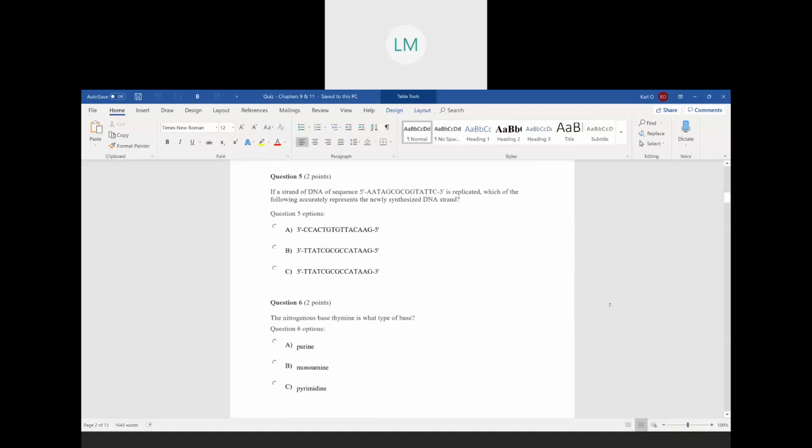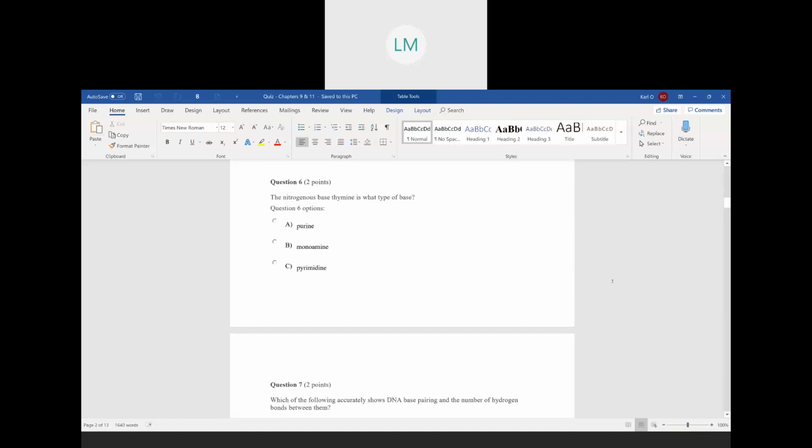Question number 5, so we've got a strand of DNA with this sequence that's replicated, and what is going to represent the newly synthesized DNA strand? You can see that it starts with a 5' end here, so we are going to be starting with a 3' end going towards a 5' end. And then all of our A's are going to be pairing with T's, all of our T's are going to be pairing with A's, G's go with C's, and C's go with G's. If we do all of that, that's going to get us this one right here. These 2 are the same, but the reason that this one is right is because we have the 3' end over here and the 5' end over here.